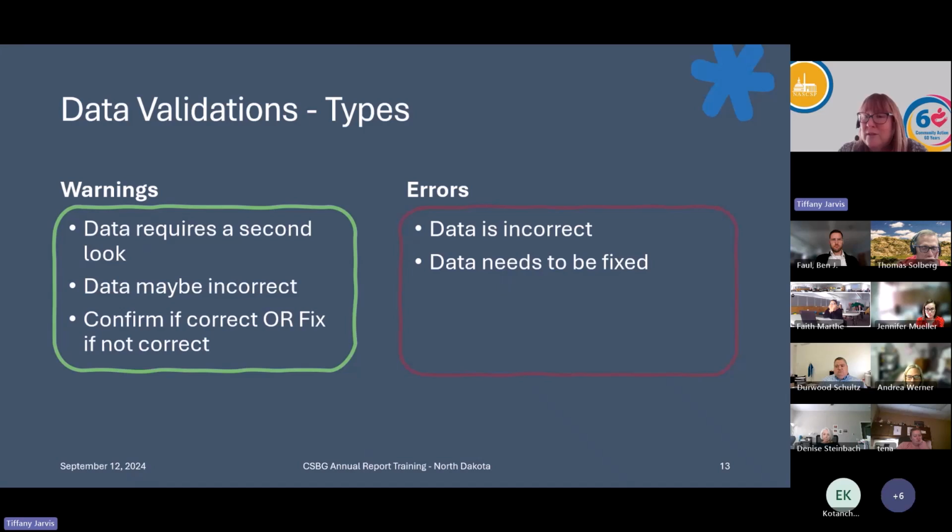I want to comment that sometimes I've seen on review memos that an agency says it's not an error. It is an error. It just may not be an error you can fix, but if it's an error on your review memo, then it really is an error.